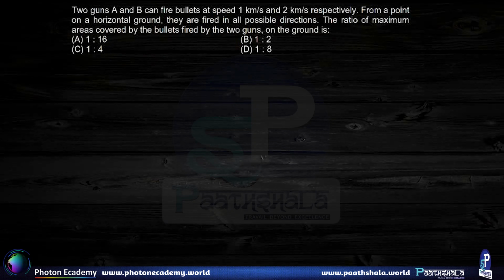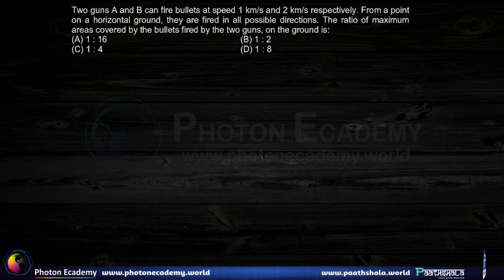Two guns A and B can fire bullets at a speed of 1 kilometer per second and 2 kilometers per second. So that is 1000 meters per second and 2000 meters per second respectively. From a point on the horizontal ground, they are fired in all possible directions. Whenever such a question is given in projectile motion, that something is fired in all possible directions, then it is understood that it is going to cover a circular region or a circular area.